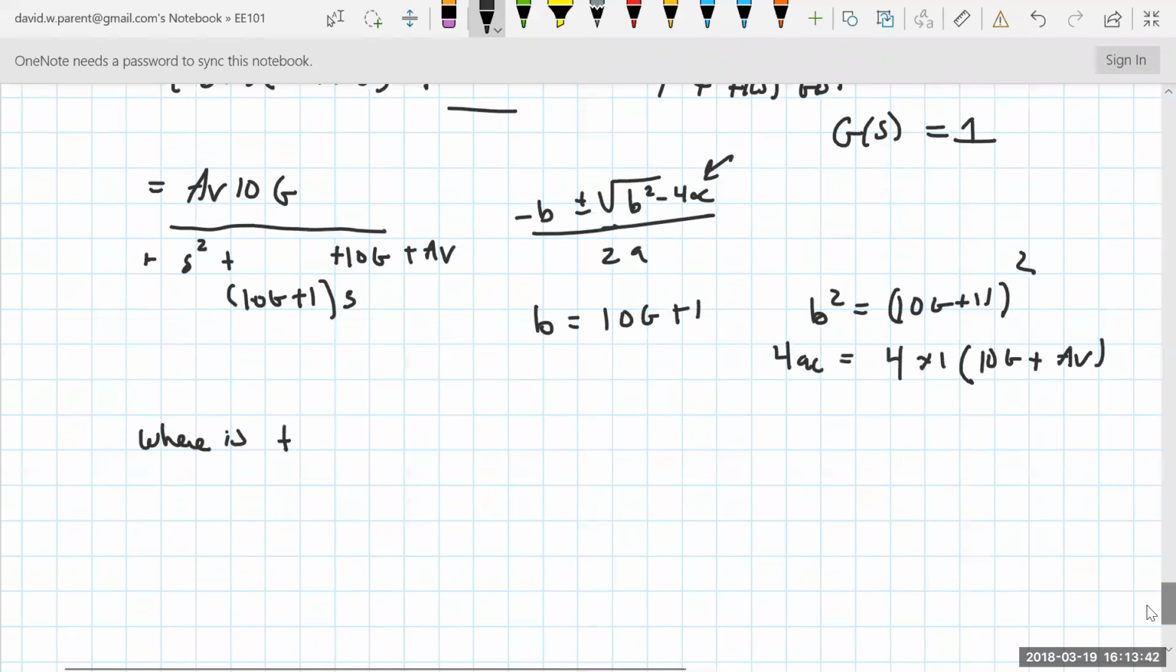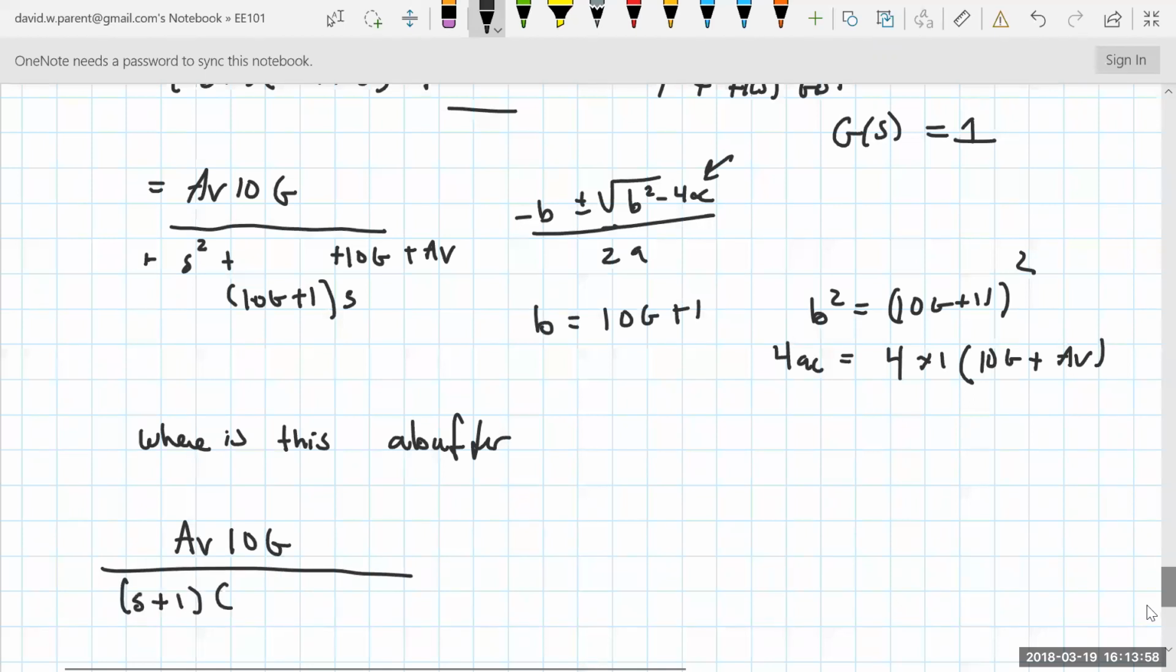Where is this a buffer? So I'm going to go back to this, where I had S plus 1, S plus 10G plus AV. Oh, no. No, I was right the first time.